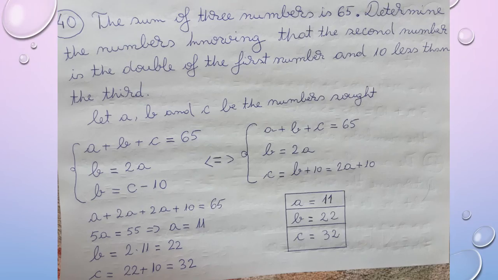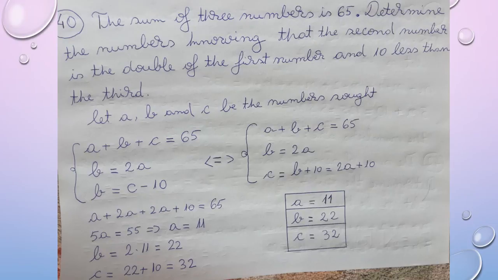Problem 40. The sum of three numbers is 65. Determine the numbers knowing that the second number is the double of the first number and 10 less than the third. Let a, b, and c be the numbers sought. We create a system of three equations. a plus b plus c is 65, b is equal to 2a, and b is equal to c minus 10.